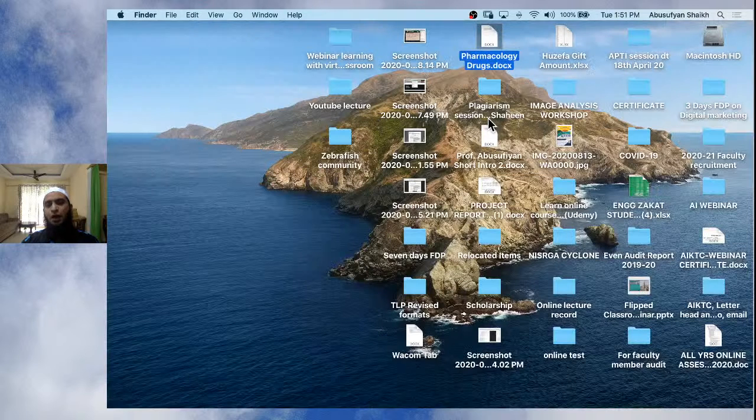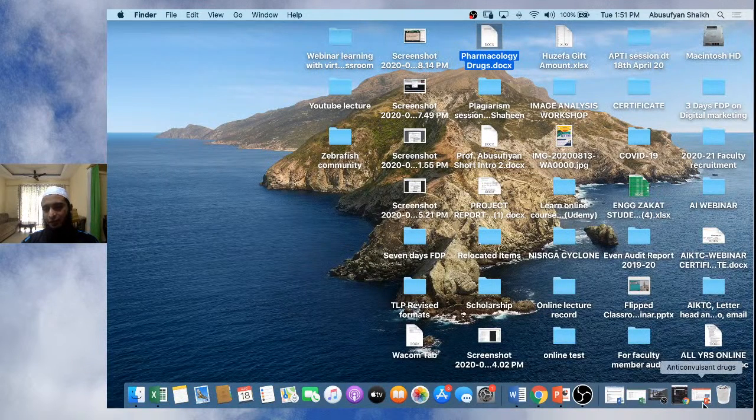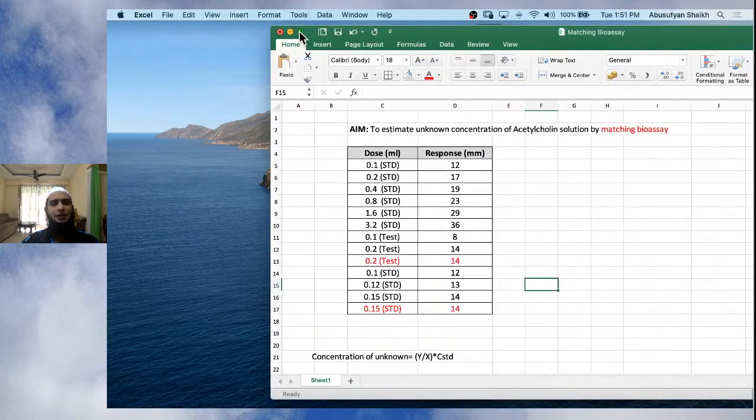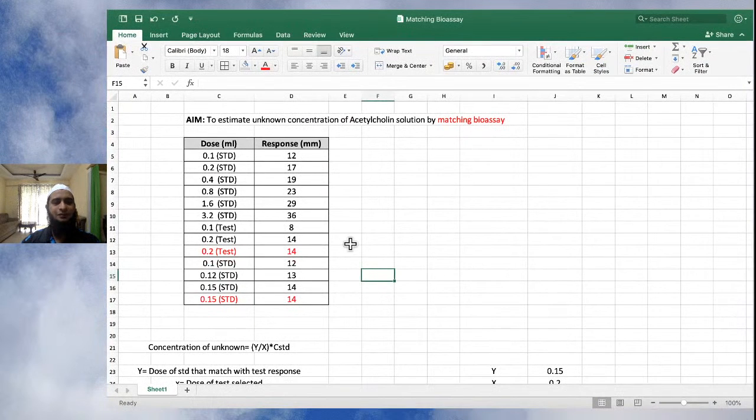I have already sent you an assignment. You can open that assignment, in which I have shared an Excel sheet. Now what data have I shared in the Excel sheet? I have shared different doses of the standard and what response you received. The aim of the practical is to estimate the unknown concentration of acetylcholine solution by matching bioassay. So we are done with the DRC, you got the dose response curve, you have measured the response of each dose and you have written that in front of your dose.